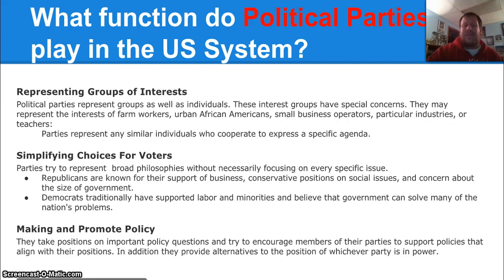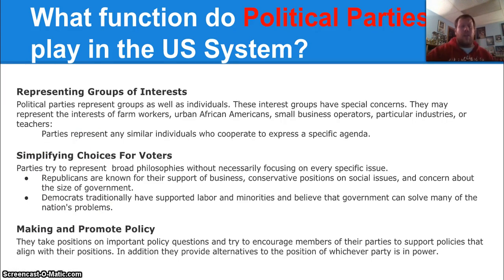In a way, it also makes voting a little bit simpler for voters. To be honest with you, because they represent these broad ideas, if I vote for Republican, I kind of know what they stand for. You know what I mean? I know that if I'm voting for Republican, hey, they support business, they're really conservative on social kinds of things, and they want smaller government. Done. I know exactly what, for the most part, Republicans are going to say. If I vote for a Democrat, they're going to help labor, help minorities, and believe the government can solve a lot of problems. I kind of know the general thing that's going on here.